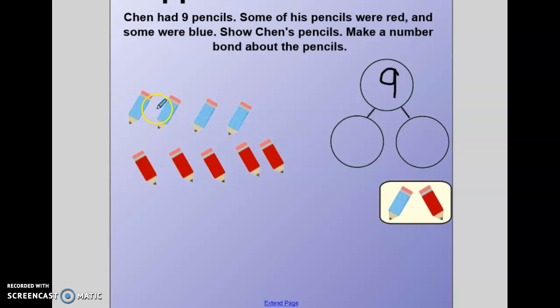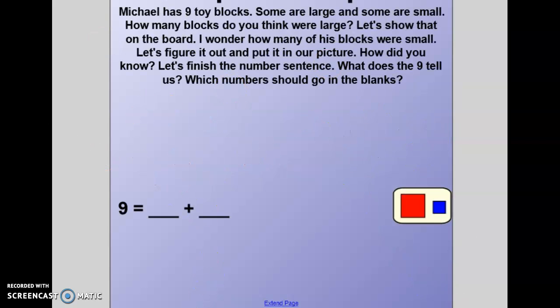Let's count our blue pencils. 1, 2, 3, 4. And then let's count our red pencils. 1, 2, 3, 4, 5. Amazing job, guys. Now, if you want, you can go ahead and write a number sentence about that, but it's not required of you. Here we go to our next problem.